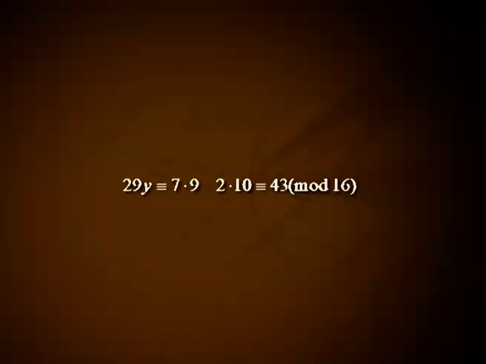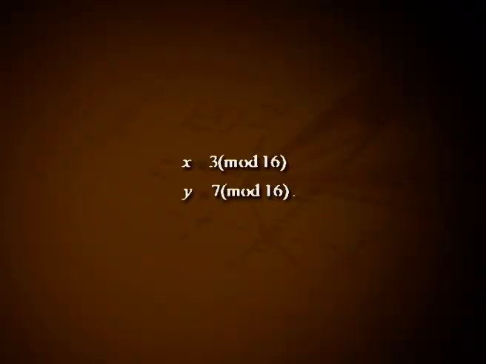When the variable x is eliminated from the system of congruences in a like manner, it is found that 29y ≡ 7·9 - 2·10 ≡ 43 mod 16. But then 13y ≡ 11 mod 16, which upon multiplication by 5 results in y ≡ 55 ≡ 7 mod 16. The unique solution of our system turns out to be x ≡ 3 mod 16, y ≡ 7 mod 16.